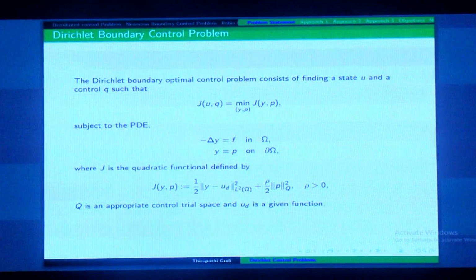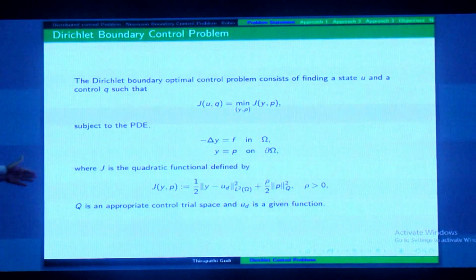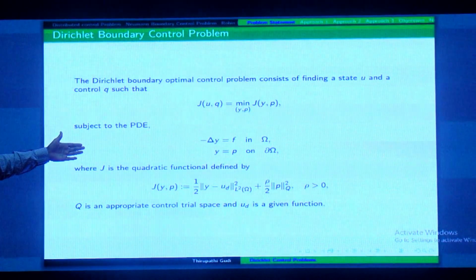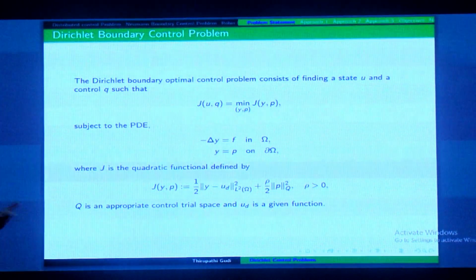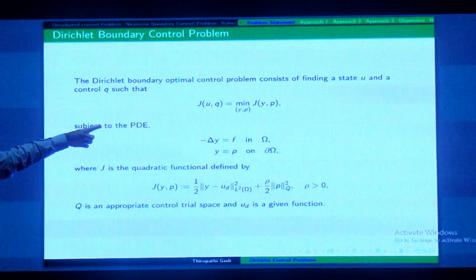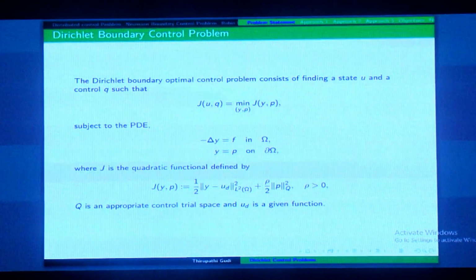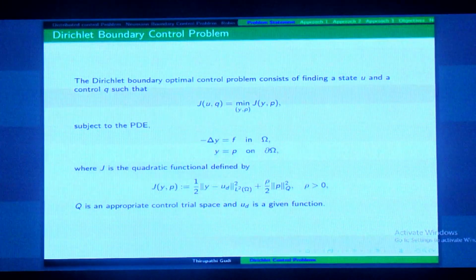So the problem, the same: you have to minimize this cost functional defined here, subject to the PDE, but the boundary condition y equal to p. Here both y and p are varying. So you have to choose proper p, which when you minimize it becomes q, such that it minimizes this functional. For the corresponding q, the state, the solution, is denoted by u.